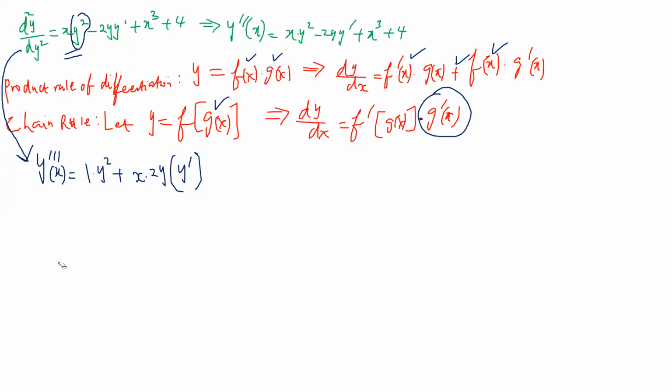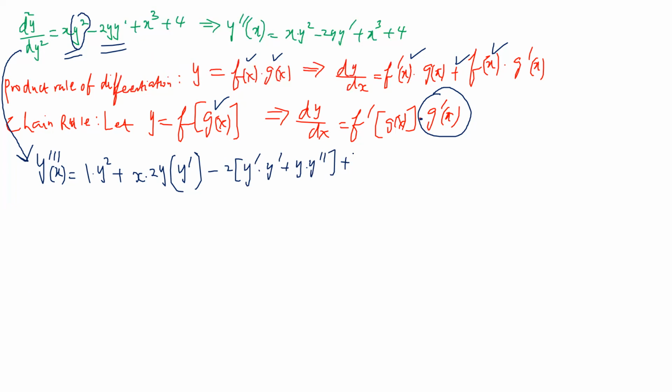Now, let's continue. So you have minus 2 now. We have another product of the two things. We find the derivative of y. The derivative of y is y prime. Then we have y prime plus y times the derivative of y prime, which is y double prime.